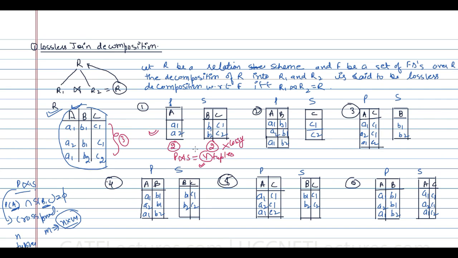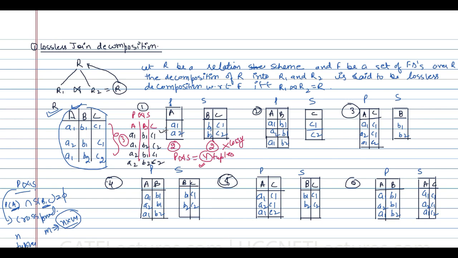Because we are getting some extra tuples, maybe we will be missing some original tuples, right? You can take the combinations like this. If we do P natural join with S, we are going to get the attributes A, B and C. In these attributes we will have the values as follows: A1, B1, C1, A1, B2, C2, A2, B1, C1, A2, B2 and C2.